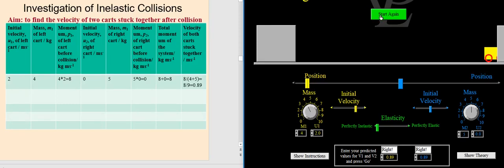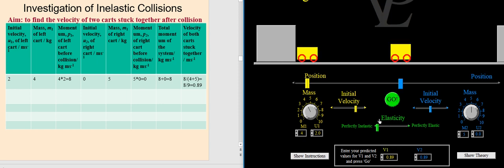So now we're going to restart the situation, and this time we're going to set the initial velocity as 2 again and the mass as 4 of the left hand cart. So we'll put that in there. So again the momentum just stays the same. 4 multiplied by 2 gives 8.